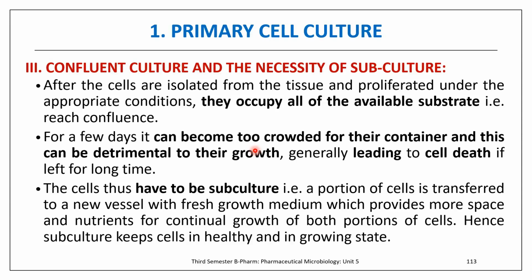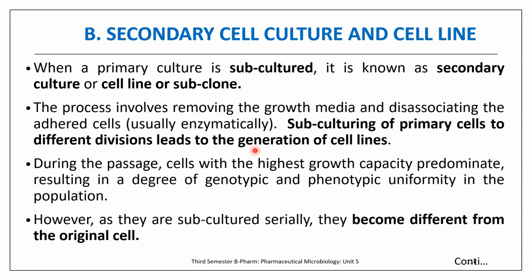Growth. So after this confluent growth, the growth will be decreased. So it is very essential to subculture after the confluent growth of animal cells. Okay, so that is primary cell culture. Now what is secondary cell culture? Once you are subculturing from the primary culture, they are known as secondary culture or secondary cell line or secondary subclones.